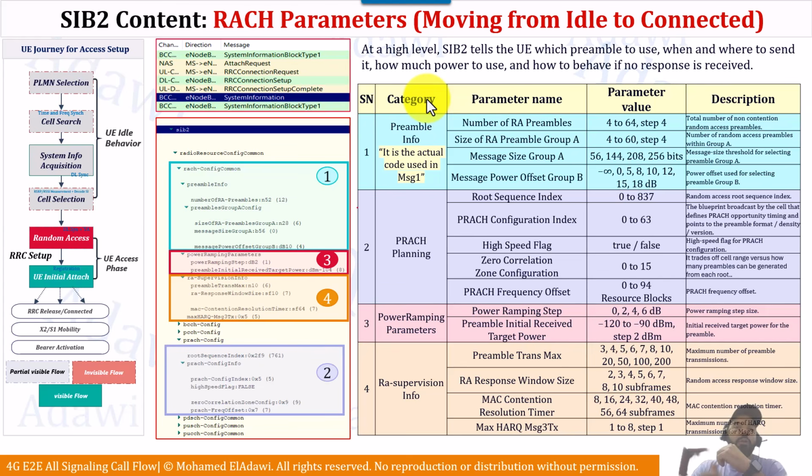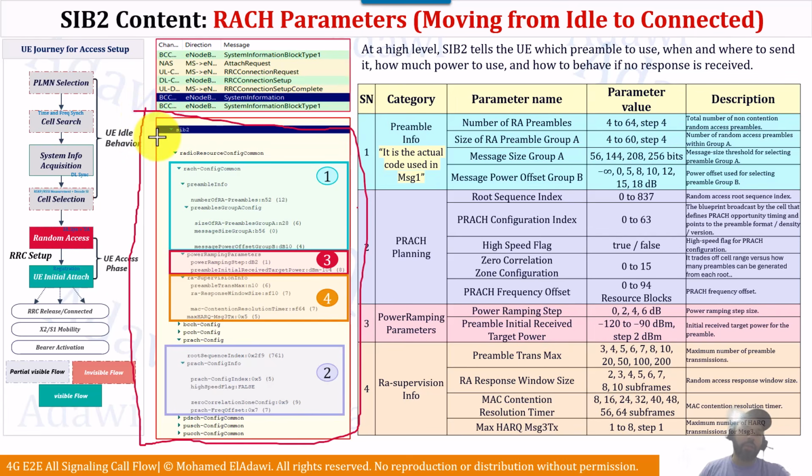So now, after the user decoded system information block type 2, he is able to read or find all the RACH-related parameters, right? If you look at the figure on the left here in the middle, this mainly contains all the parameters related to RACH within system information block type 2. This is from the draft test.